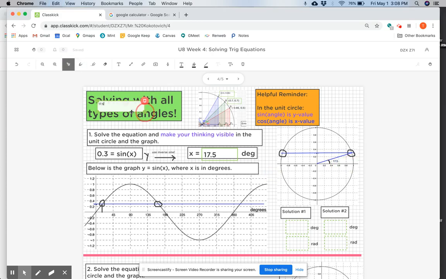I'm going to just label that on my graph here too. I like seeing that all over. So now my first solution can be 17.5 degrees. Now, my second solution here, again, we got to figure out if I start at 0, how many degrees will it take to go all the way around to get to here?